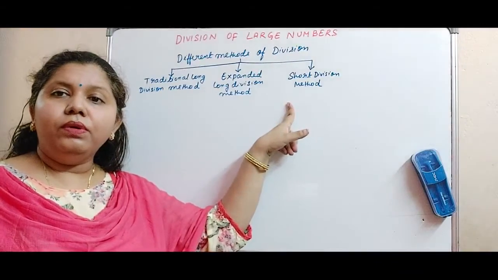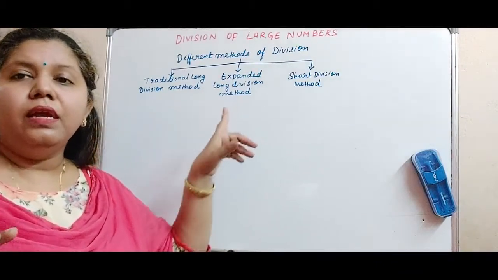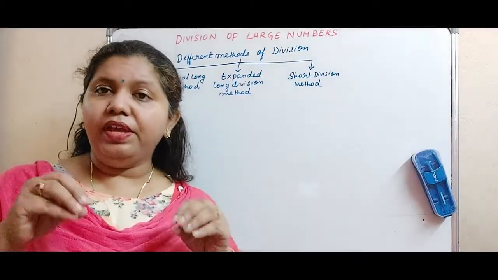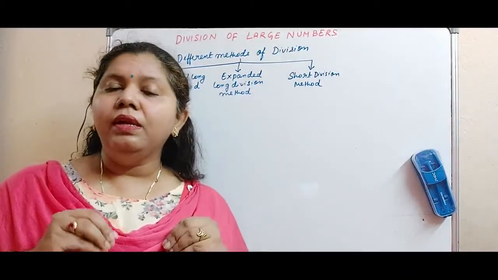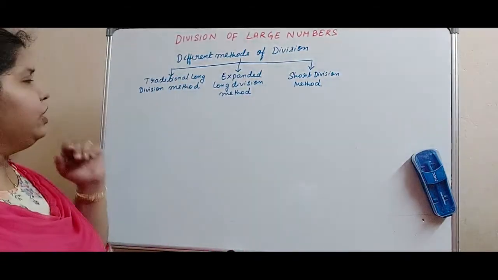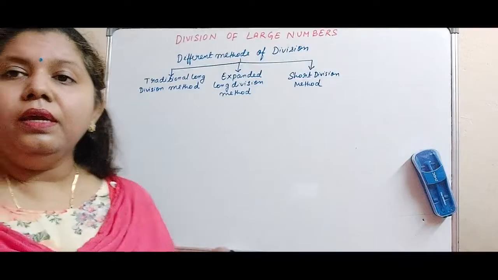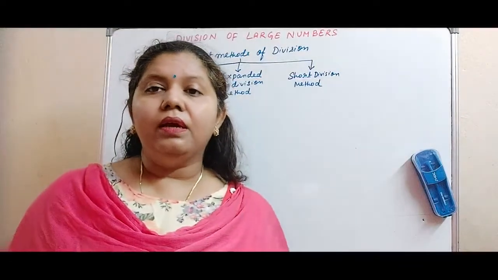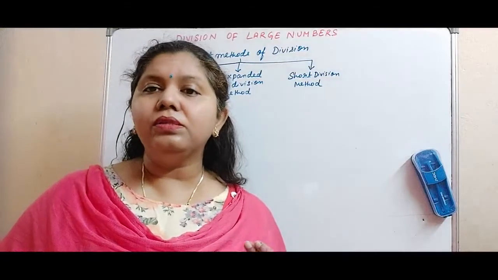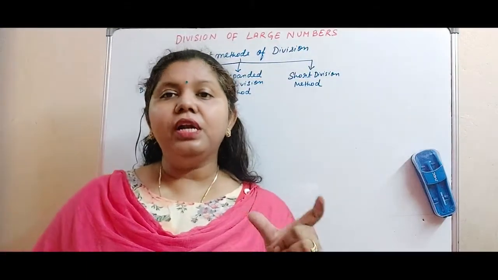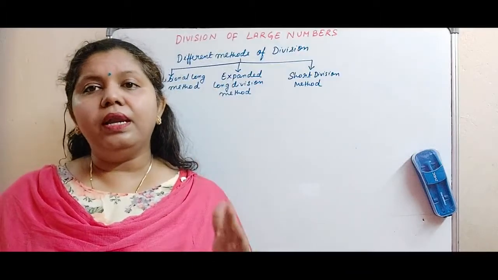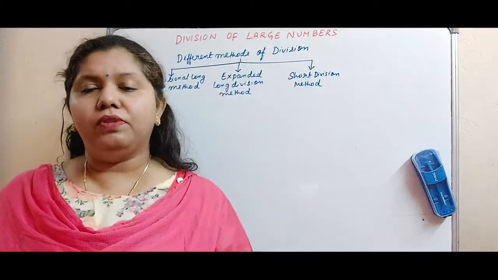Okay, now you first have to understand the main thing where you have to focus in all these three different methods. When we come to the traditional long division method, here you have to see that the complete dividend is not taking part in the subtraction. Means we do subtraction with partial dividends until we cover all the digits of the dividend.